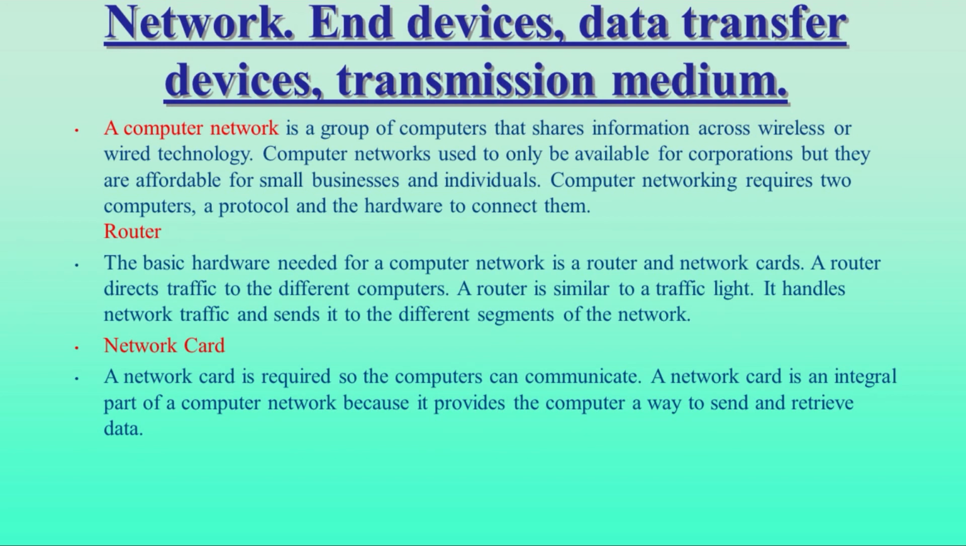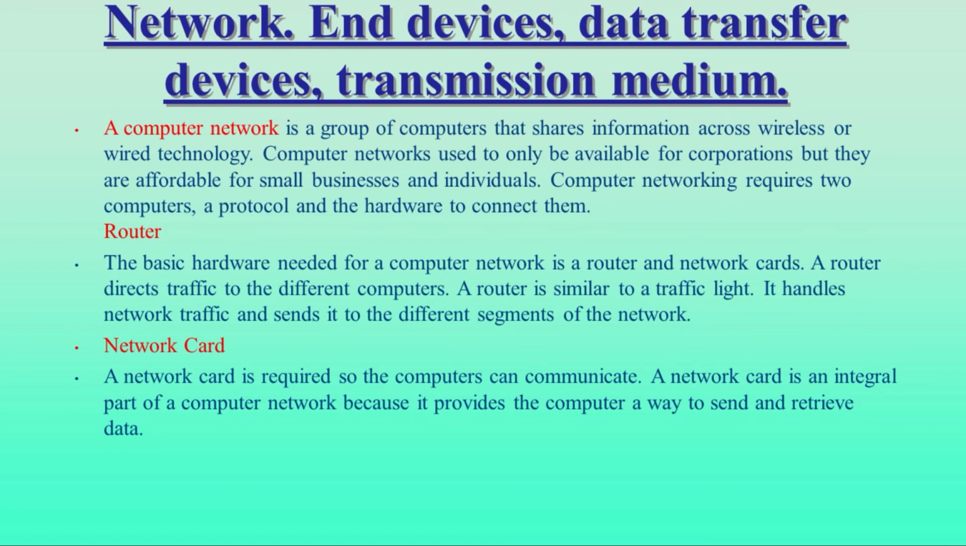At first I want to talk about a network. A computer network is a group of computers that shares information across wireless or wired technology. Computer networks used to only be available for corporations, but they are affordable for small businesses and individuals. Computer networking requires two computers, a protocol and the hardware to connect them. I think all of you know what this is: a router. The basic hardware needed for a computer network is a router and network cards.